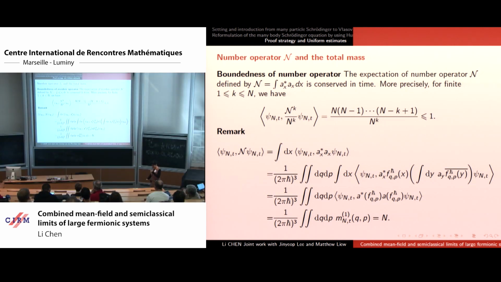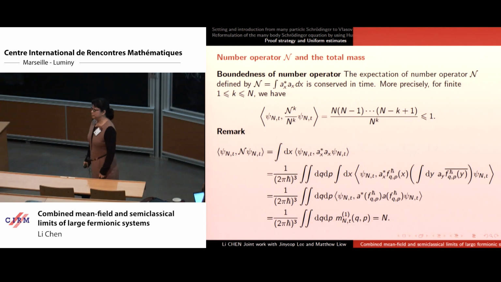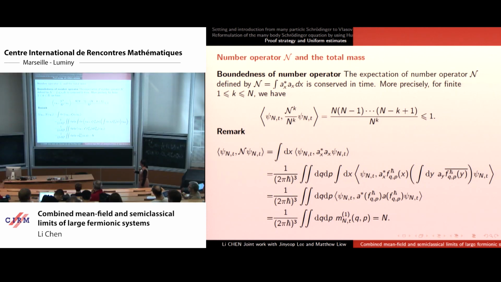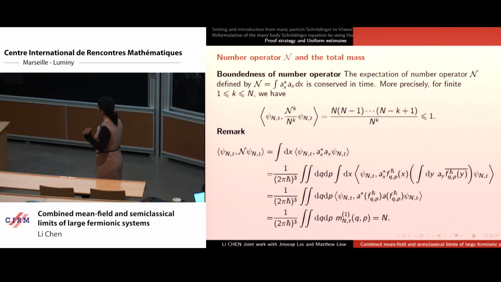Okay, then we start to do some preparation to estimate the error term, also for the compactness argument. Then we need to not only bound the initial data, but also have the bound for the time-dependent version. The first thing, of course, is the number operator. I wrote it directly with the arbitrary k version. If you think about k equals 1, then the expectation of the number operator is exactly N, and you can get it quite easily.